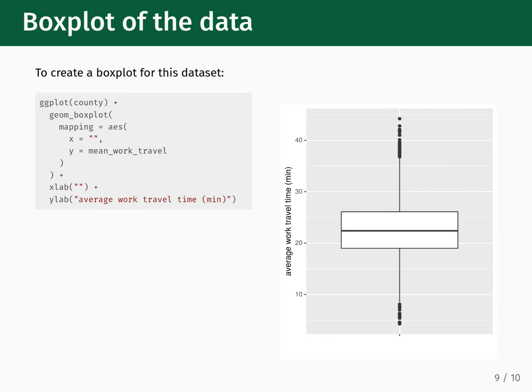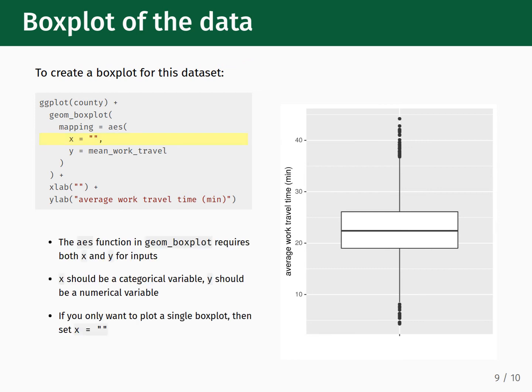So that means that, if we want to look at the mean_work_travel column, we should put that for the y input. What to do for x if we only want to look at a single box plot? If you only want to look at a single box plot, you can just set it equal to 2 double quotation marks as highlighted here. Running this code gives the figure on the right.